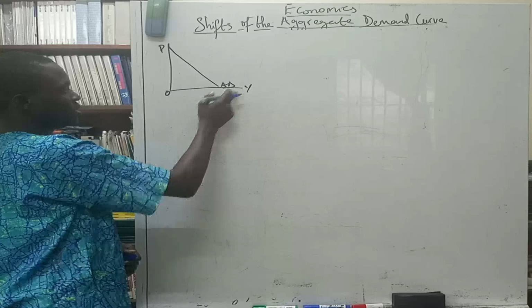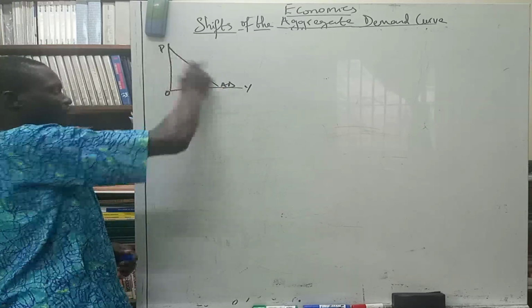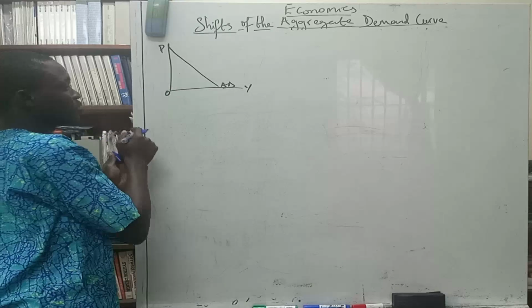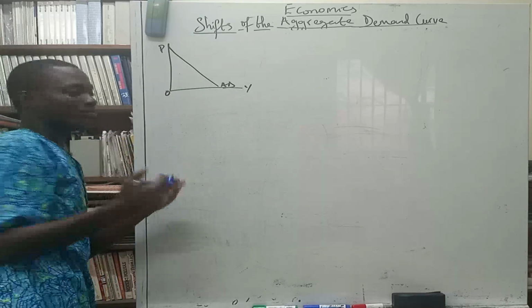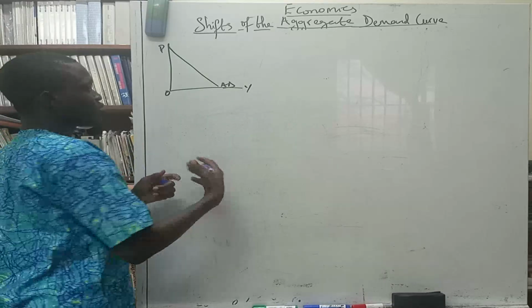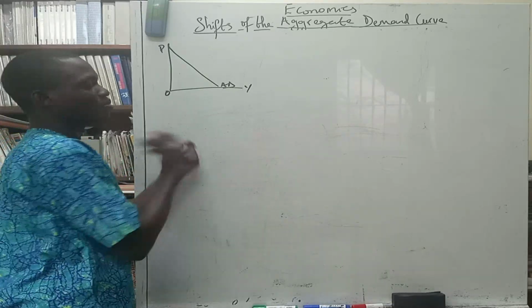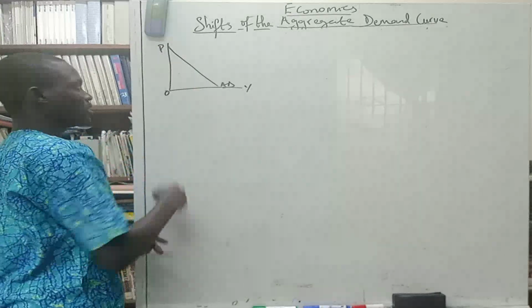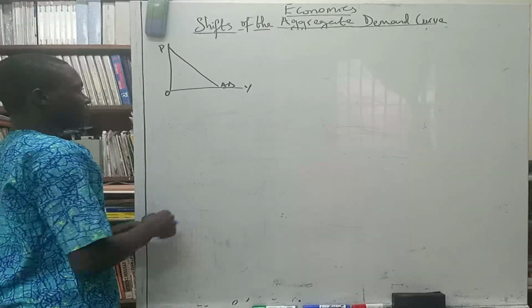because if output were changing, that means there's going to be a movement along this curve, and that would also reflect in the overall price level. And if the overall price level were rising or falling, it's also reflecting in what the output is going to be. So P will be rising, Y will be falling, something like that. And all of those are still movements along the aggregate demand curve.